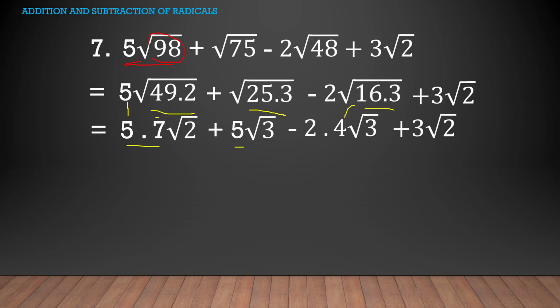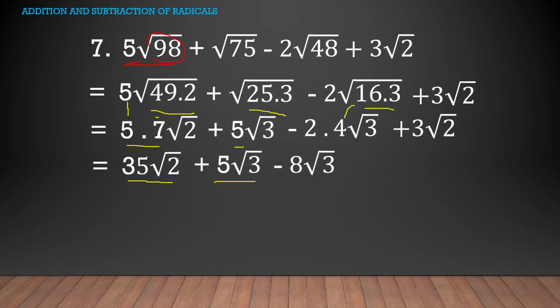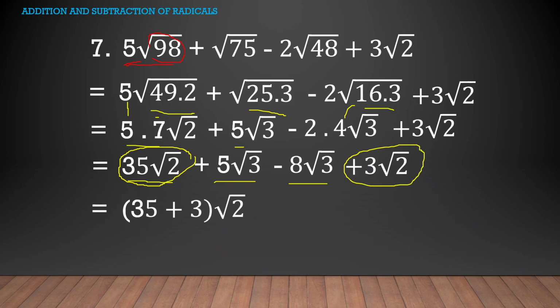So we need to multiply first the numbers outside of the radicand. So 5 times 7 is 35 square root of 2. Bring down 5 square root of 3. And then multiply 2 times 4 is 8 square root of 3. And bring down 3 square root of 2. So we have to combine the same radicand. The same radicand here is the 35 square root of 2 and the 3 square root of 2. So we have to combine these. So 35 plus 3 is 38. So we have 5 minus 8 square root of 3. Then we have to combine this.